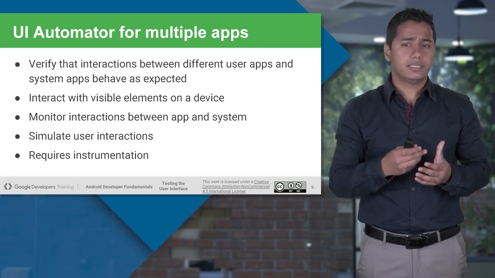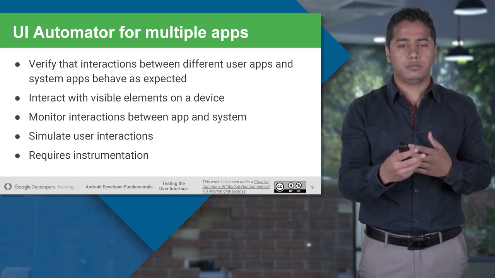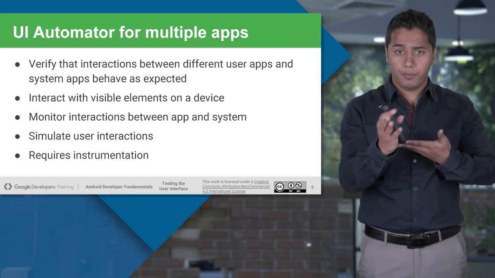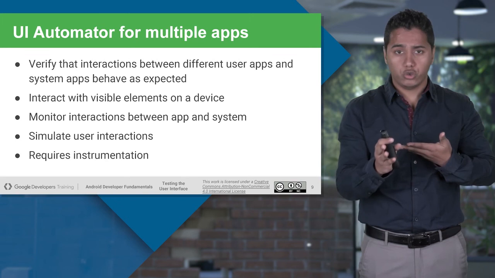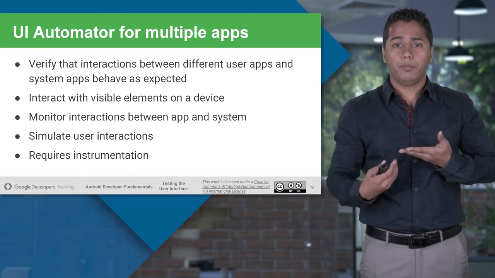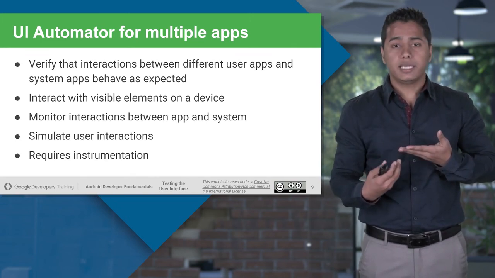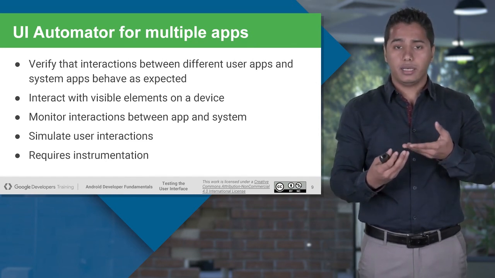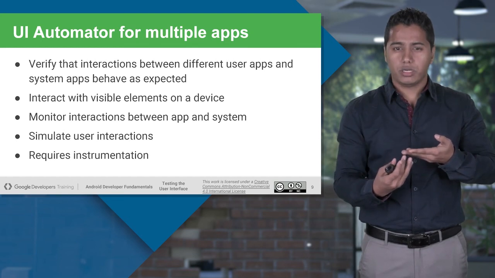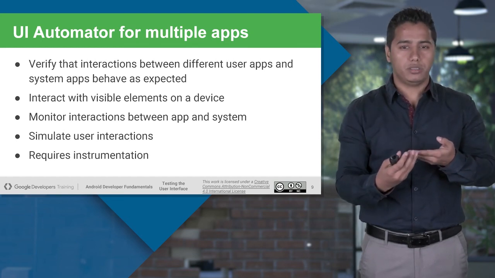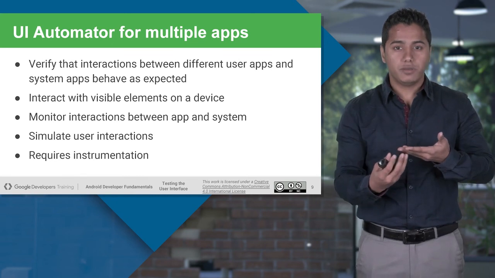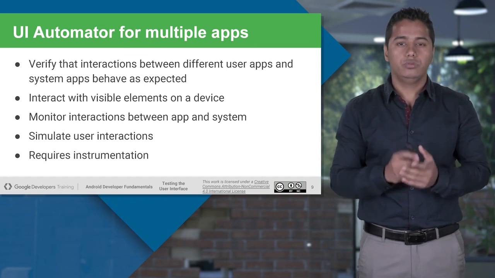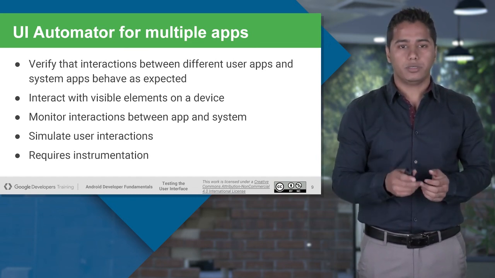UI Automator is again provided by the Android testing UI framework, but in this you can test different or multiple apps. Let's say there is an application, and you click on a button, and it opens up a map to show the location of a place, or it opens up a web browser. In this case, one application is opening up a second application. So in this particular case, you will be using UI Automator, not Espresso testing. Espresso testing is specifically used for single app testing, and when you are doing multiple apps, you might want to try UI Automator testing.